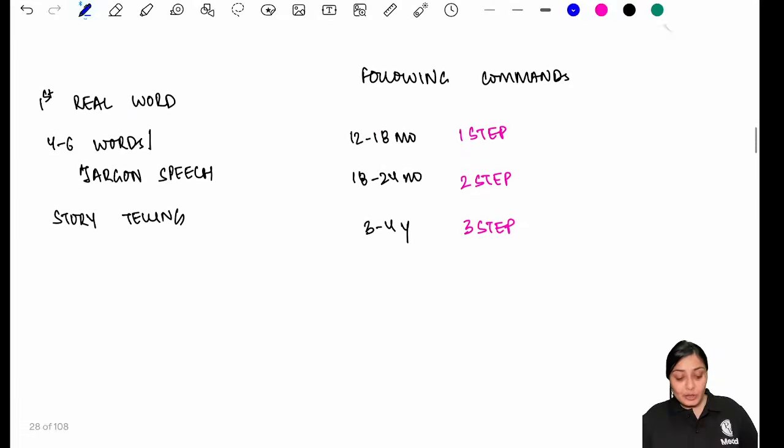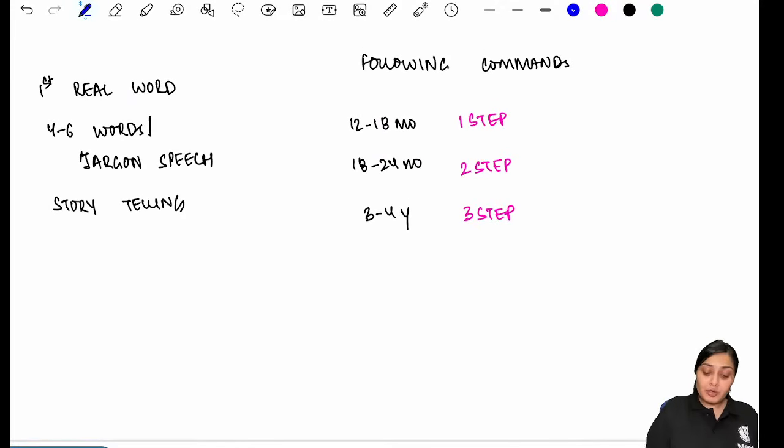Let's understand. So firstly, the first real word, remember, comes on the first birthday. Initially, the child can say monosyllables, bisyllables, but these are not real words. Real words means the child knows the meaning of that word. So first real word, remember, at 12 months of age.